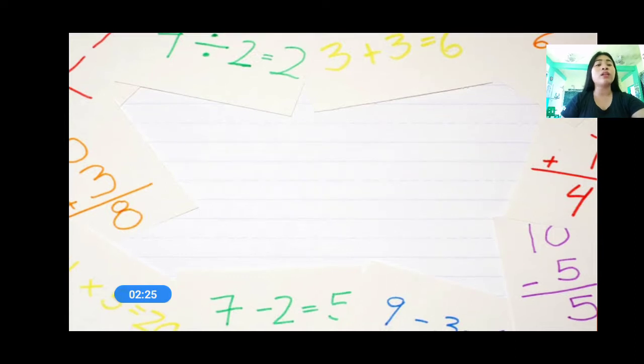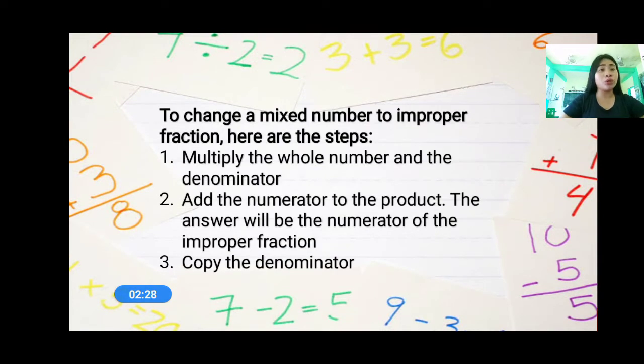Now I'm going to tell you the steps, okay? Of course, you have to know the steps on how to change mixed number to improper fraction. Now, are you ready to listen? Very good. So, I want you to remember these steps. First, for you to change mixed number to improper fraction, you have to multiply the whole number and the denominator. And then the next thing that you should do is add the numerator to the product. So the answer will be the numerator of the improper fraction.